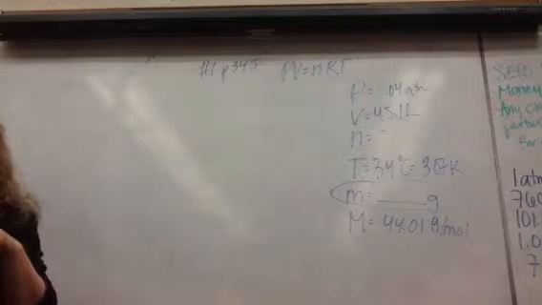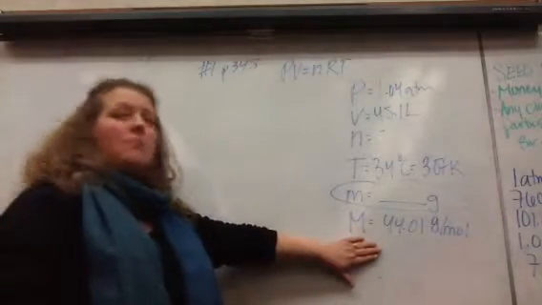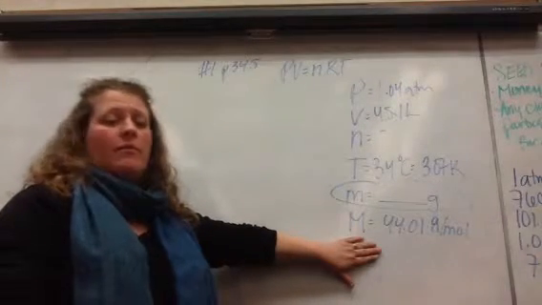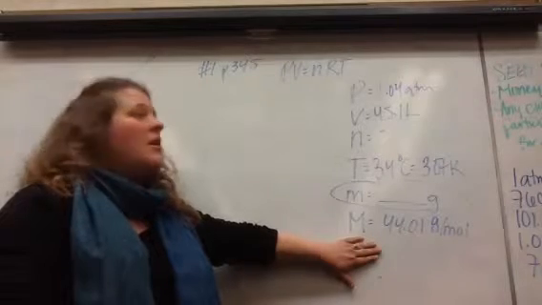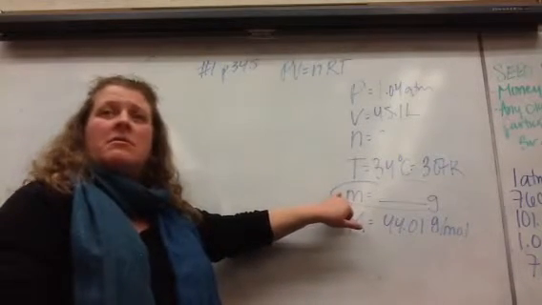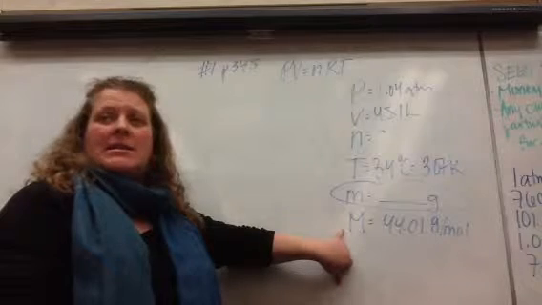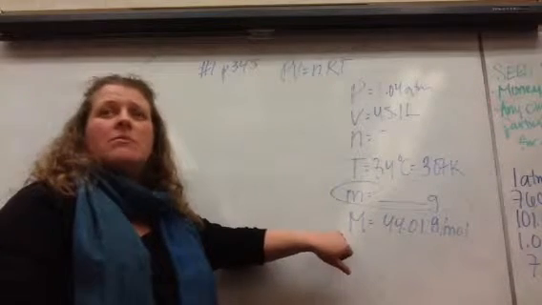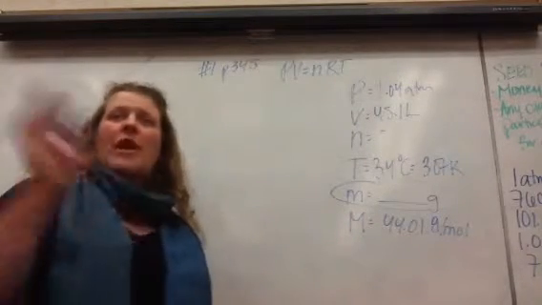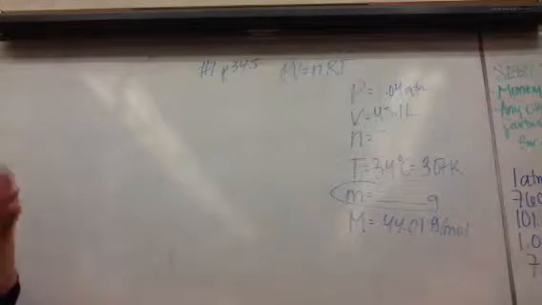Wait, what did you just do? I just filled in, this is sample problem number 1 on page 345. Little m and big M. So little m is mass, big M is molar mass. Mass in grams is the mass of a sample. Big M is molar mass.